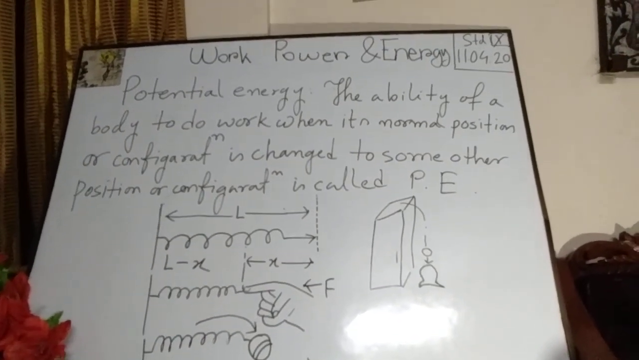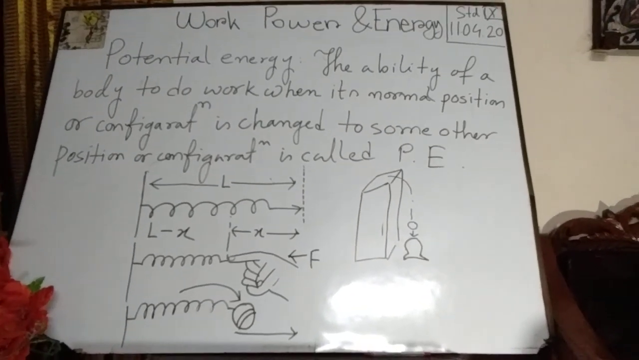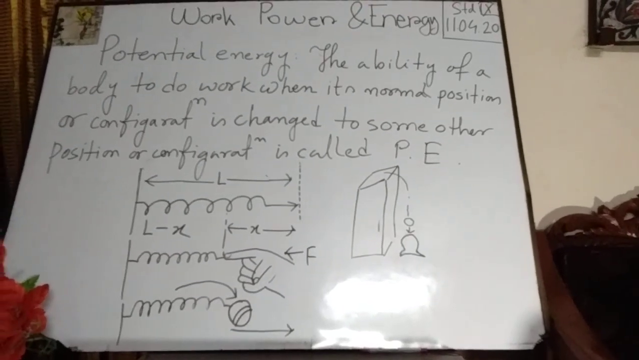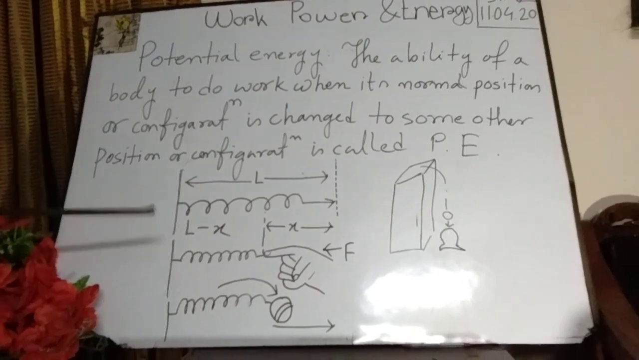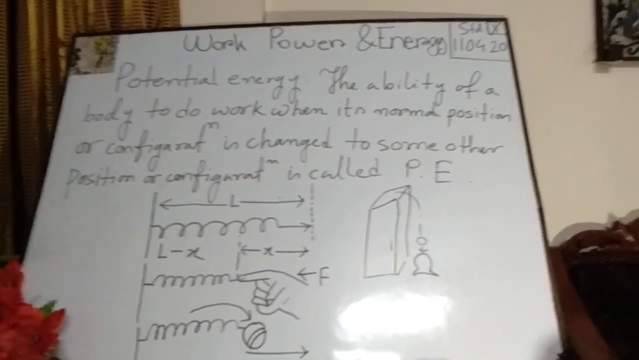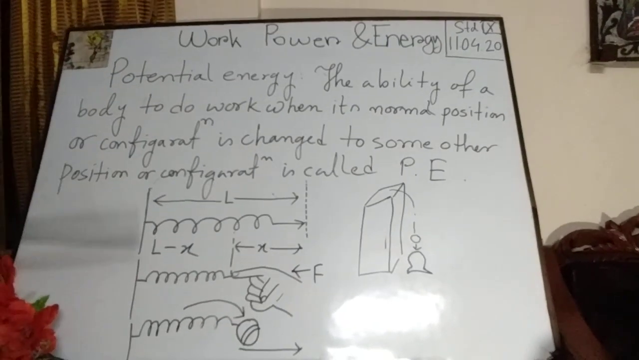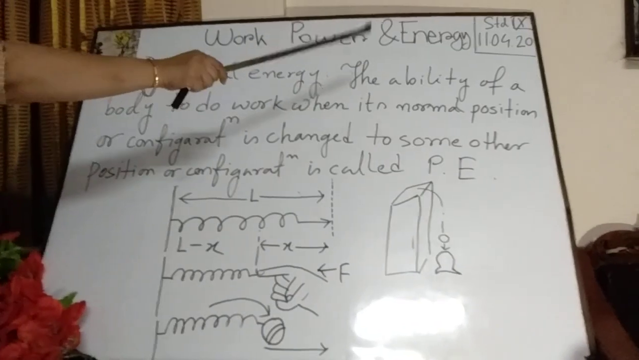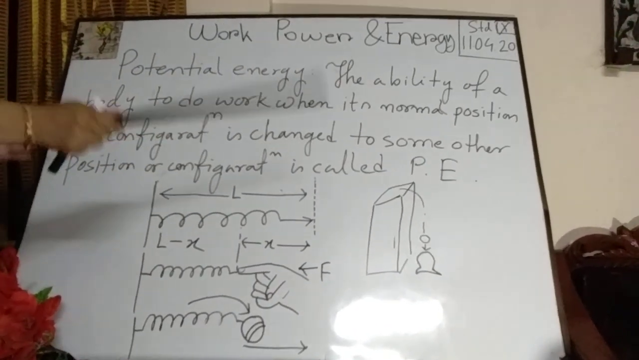That means the spring would exert a force on it and make a displacement, which means the spring would perform work. That is a kind of energy, and that is potential energy. So these energies develop due to the state or position of the object that I have told here. The ability of a body to do work when its normal position or configuration is changed to some other position or configuration is called potential energy.